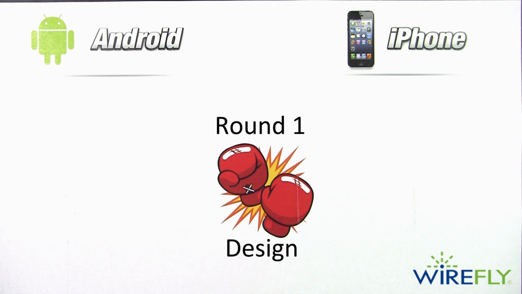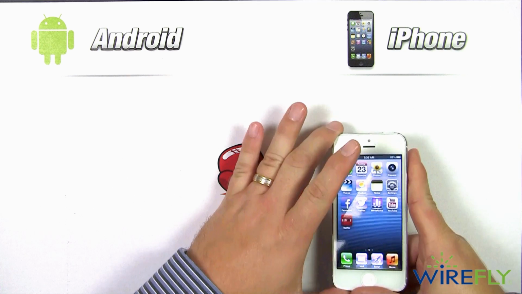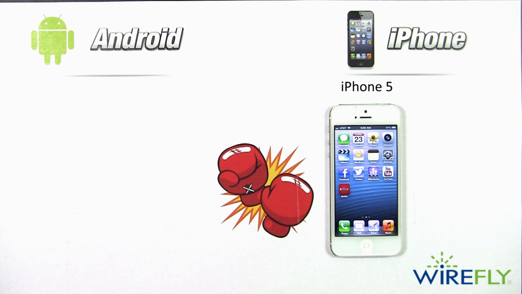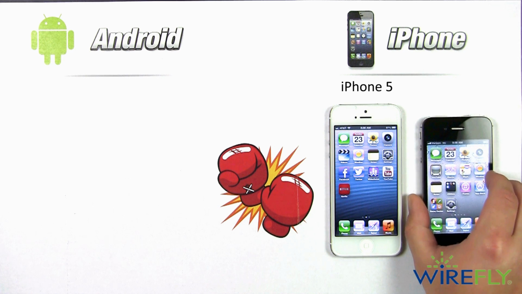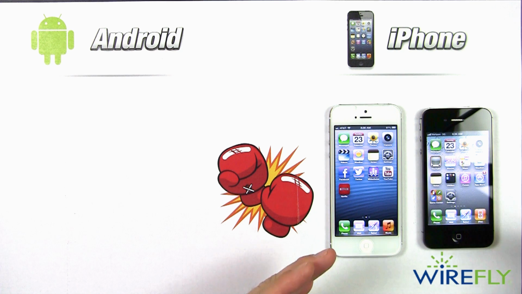Round one is going to be about the design, or choice of designs, between phones. With the iPhone, you have the very newest, the latest, the greatest for Apple. It is the iPhone 5. And still available for sale is the slightly older version, the iPhone 4S. Now don't worry, your eyes aren't playing tricks on you. The iPhone 4S and the iPhone 5 look very similar.